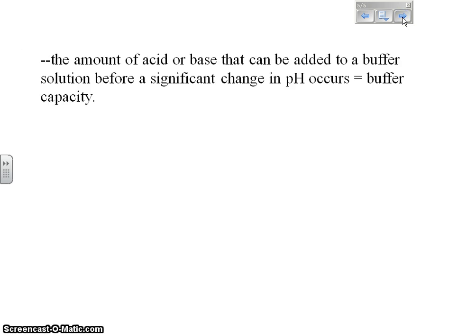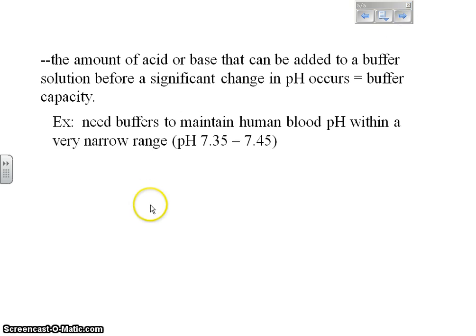The amount of acid or base that can be added to a buffer solution before a significant change in pH occurs is the buffer capacity. For example, we need buffers to maintain our human blood pH within a very narrow range. Our normal blood pH, like I said earlier in the lectures, switches here and there. Right now we're going to use 7.35 to 7.45. Our body has natural buffers that allow our blood to stay in that very narrow range. If our buffers aren't working properly, then our pH gets out of whack, and that can have some serious effects.